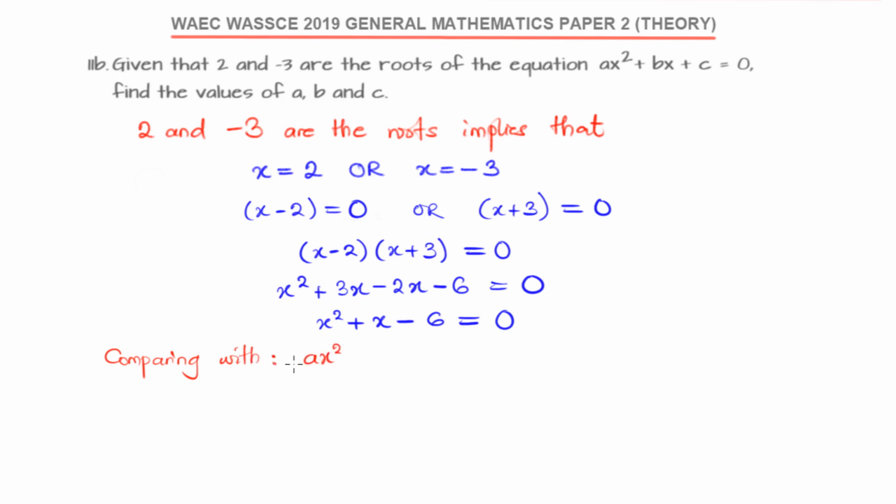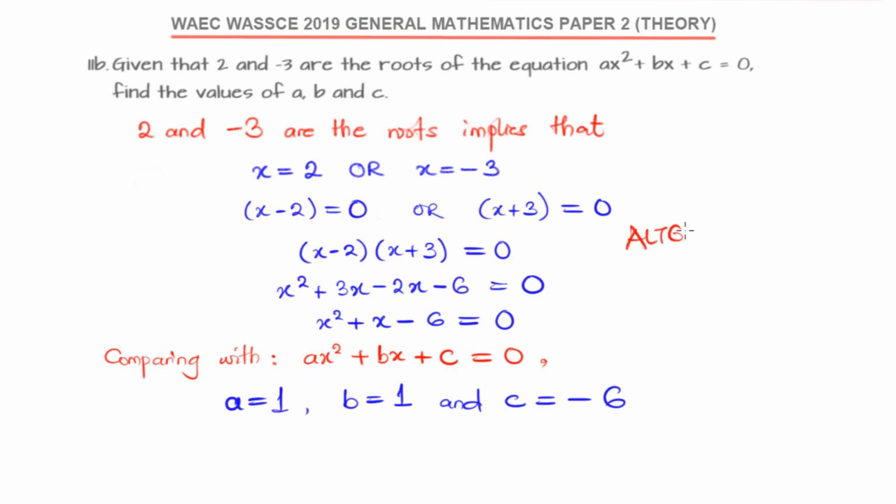Now, if we are to compare with the equation we are given, ax squared plus bx plus c is equal to 0, comparing the coefficients of x and the third term, okay, we are going to see that the value of a is equal to 1, the value of b is equal to 1, and the value of c is minus 6. Those are the values that we are asked to find from the question, and this is as simple as it can be.